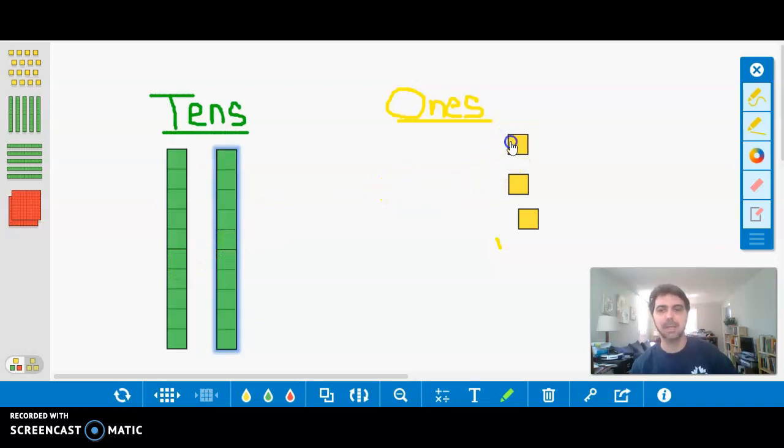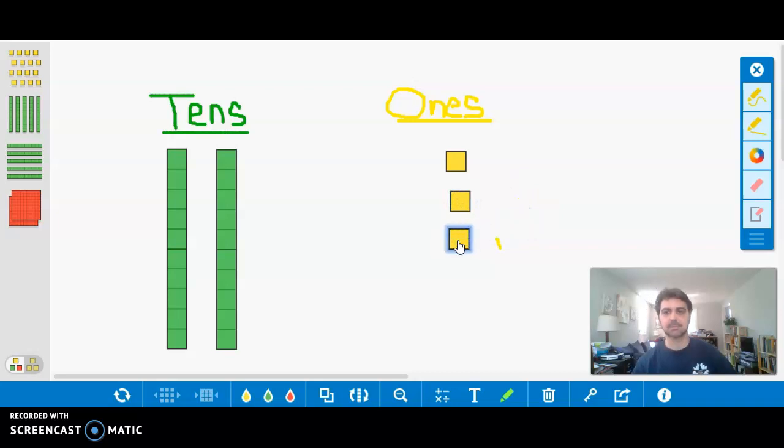Excellent. And I still have 3 left over. Can I fill another bag with these 3 Skittles? No, I cannot. Okay, so if you said, I think you can fill 2 bags with 10 Skittles each, then you are correct. So right here we have the number 23, so we have 2 10s right here, and we also have 3 1s. 10, 20, 21, 22, 23.